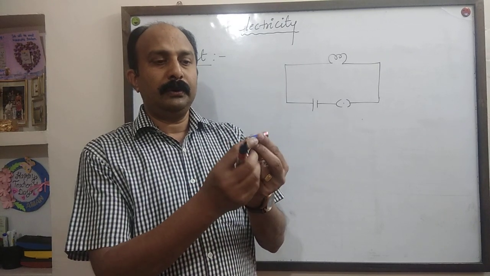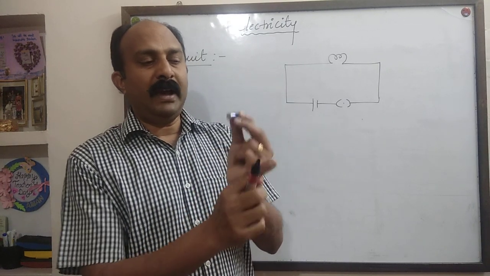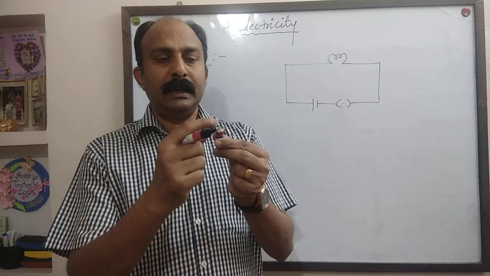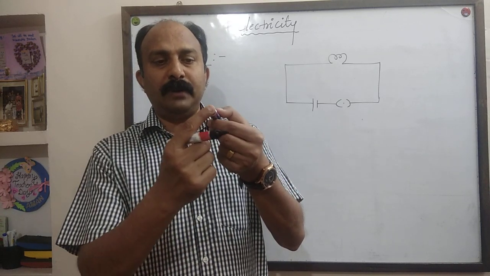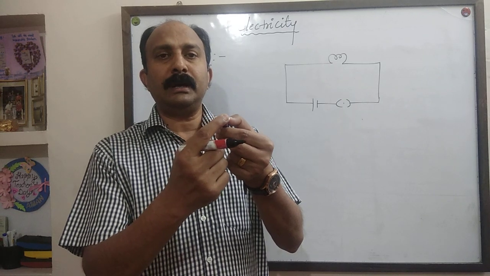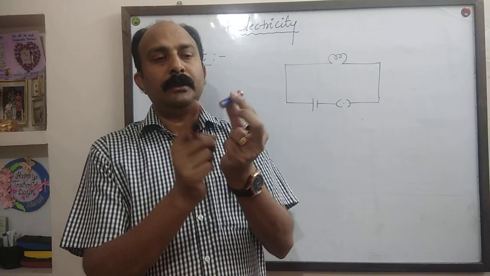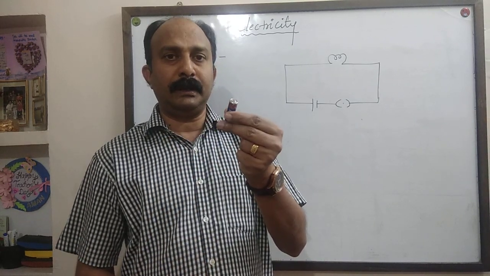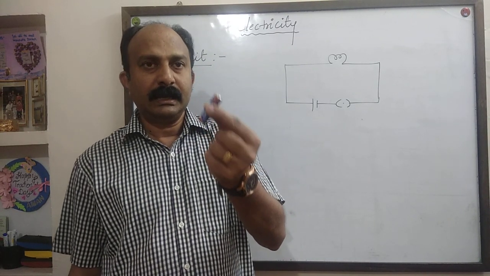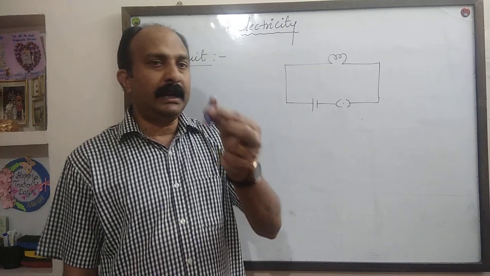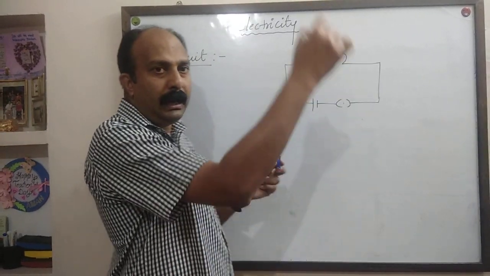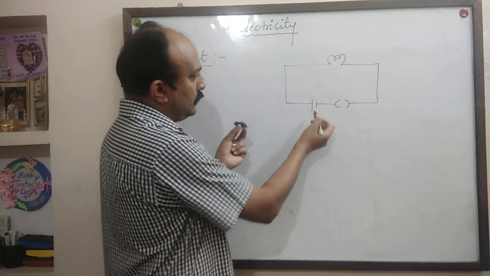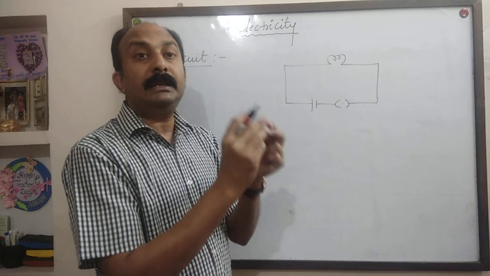And all of you know there is a flat surface for a cell, which is the negative terminal of the cell. And there is a metal cap at the other end, which is known as the positive terminal. So every cell has two terminals, negative terminal and positive terminal. Now this cell is represented diagrammatically like this. A longer line represents the positive terminal and a shorter line represents the negative terminal.